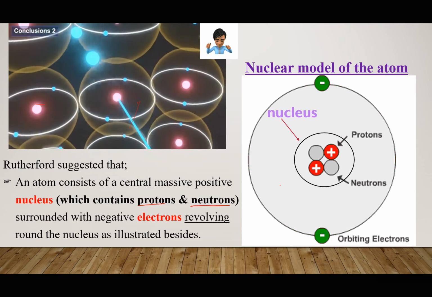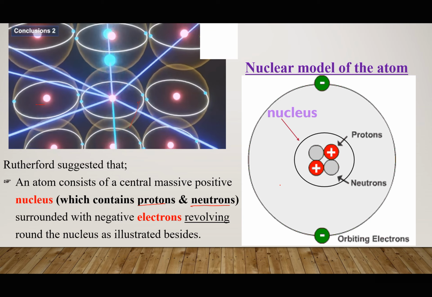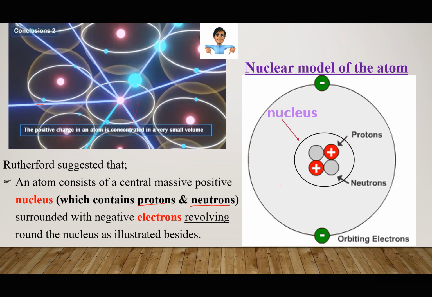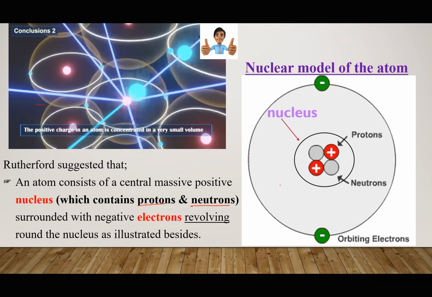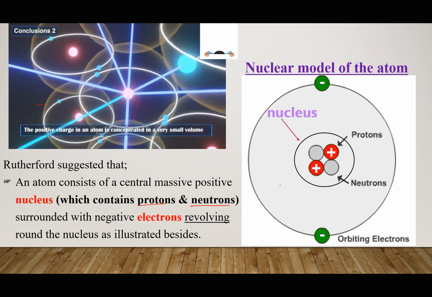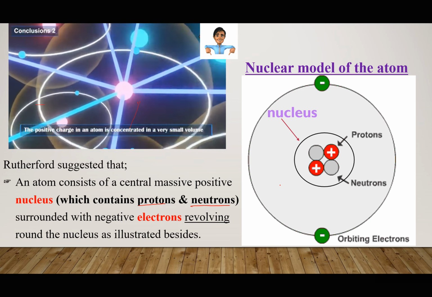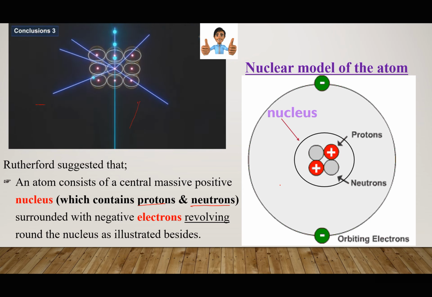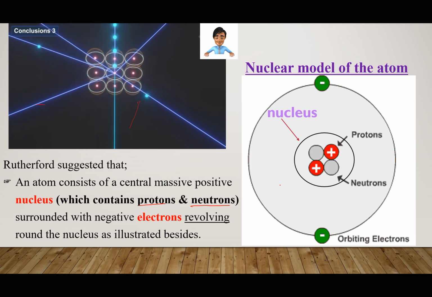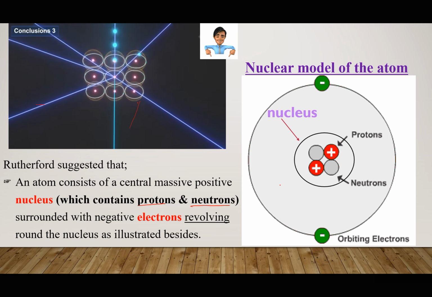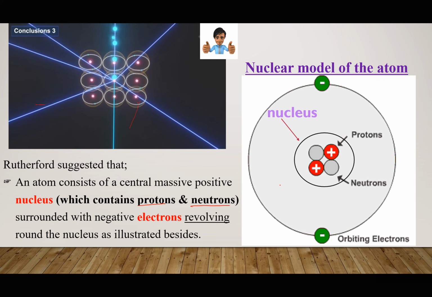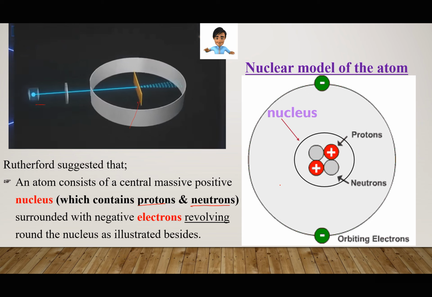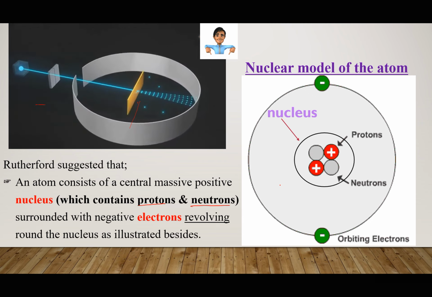And why is it that there is some deflection for some alpha particles when they go through the thin gold foil? So there are two things to think about here. Maybe there is a positively charged material which covers a very small area. This is what Rutherford called the positively charged nucleus. Because it covers a very small area, most of the alpha particles were able to go through because they don't come close enough to the center. So it occupies a very, very small volume of the atom.